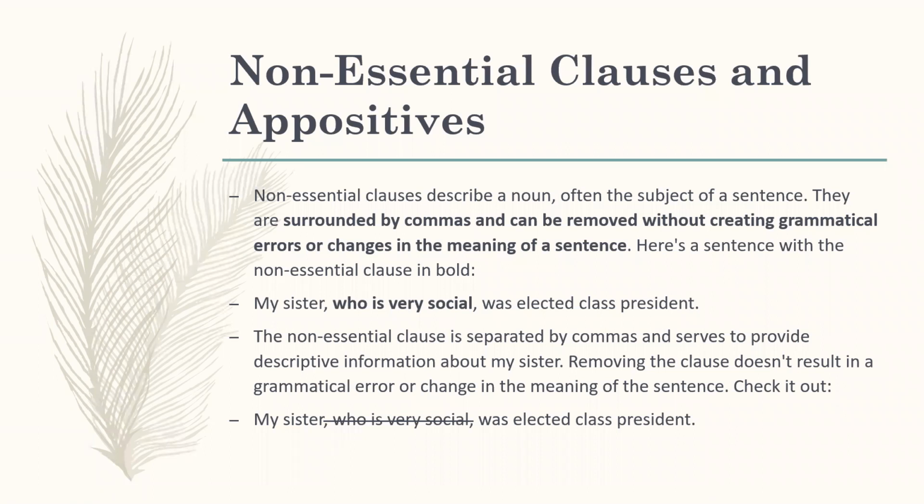My sister, who is very social, was elected class president. So you don't need that. It's great to have, but you don't need it. So it is separated by 2 commas. Our strategy: cross it out. Okay, this sentence is about sister, and sister is singular. So you're going to have your singular verb.